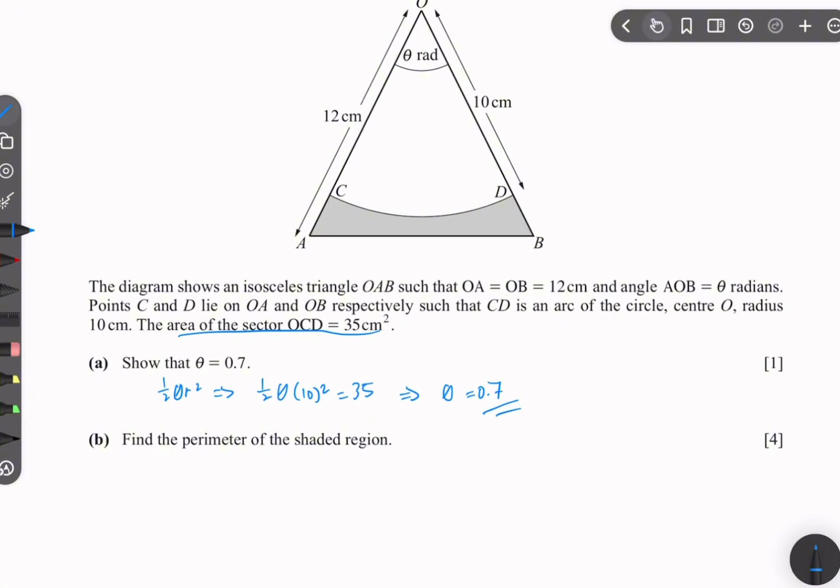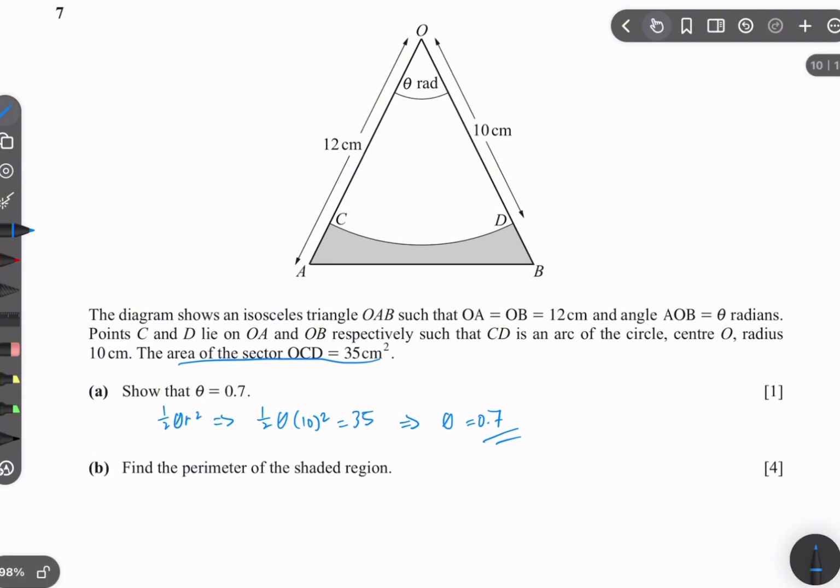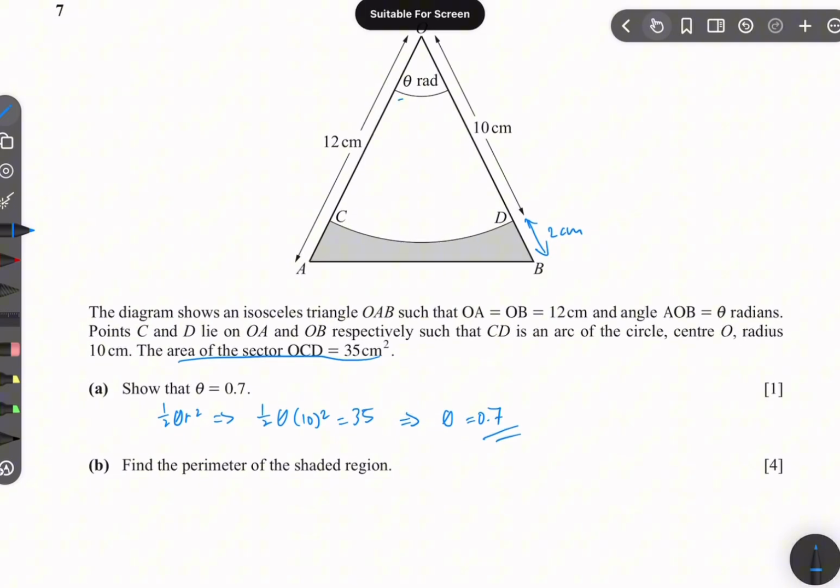Okay, part B, find the perimeter of the shaded region. So we know that this is an isosceles triangle, so DB must be equal to CA, and DB will be 2 cm. Because the entire side of the triangle is 12, but the radius of the circle is only 10, so 12 minus 10 is equal to 2. And then to find AB, we can use the cosine formula because we have theta.